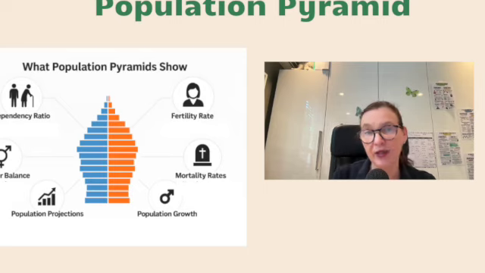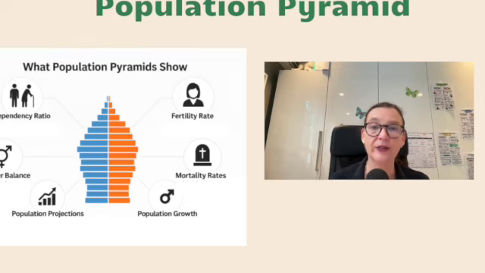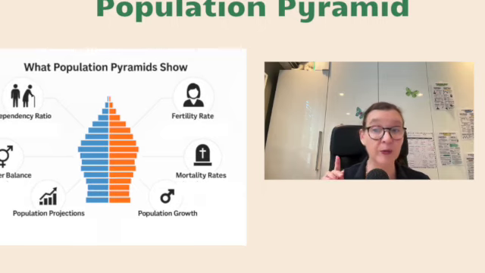Population pyramids are one of the most powerful tools for understanding the structure and dynamics of a population. They don't just show age and gender, they reveal a lot more about how a society functions and changes over time. So let's start with dependency ratio. And remember, these are going to be some of your key terms that you need to know.